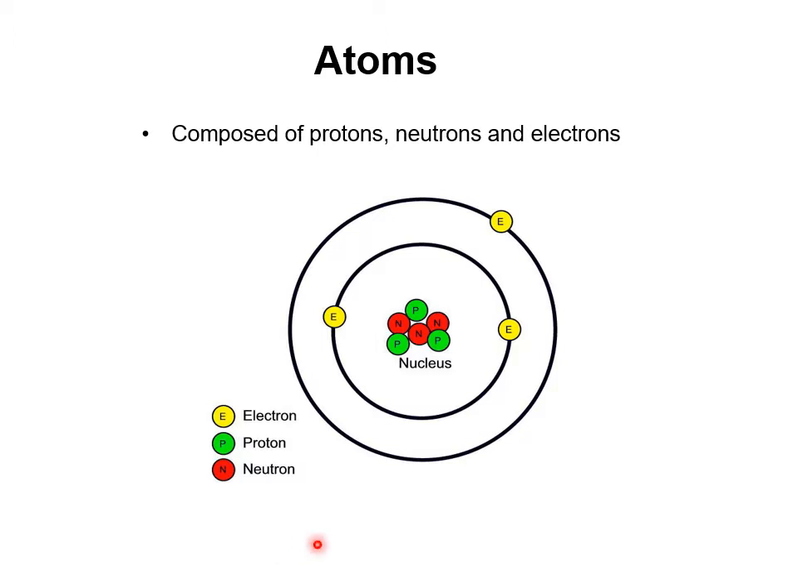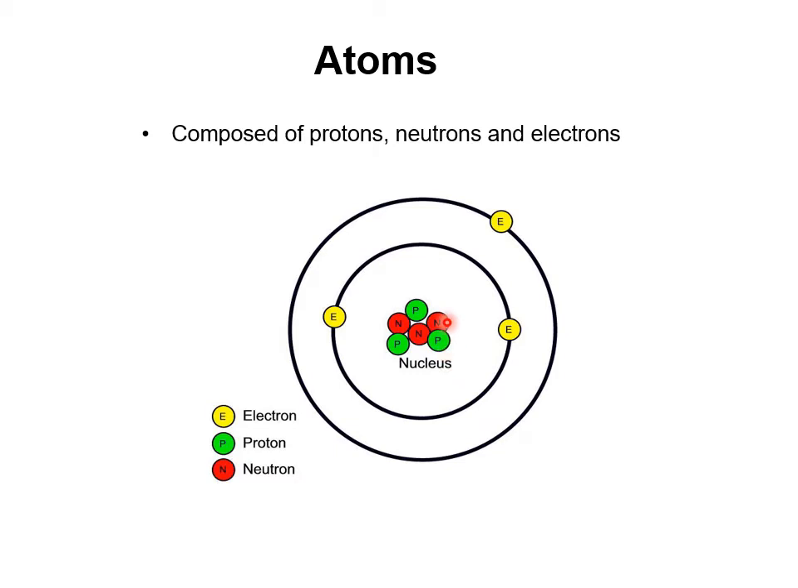An atom is made up of protons, neutrons, and electrons. The protons and the neutrons are inside of the nucleus, and the electrons circle around the nucleus. Electrons are negatively charged, protons are positively charged, and neutrons have no charge.